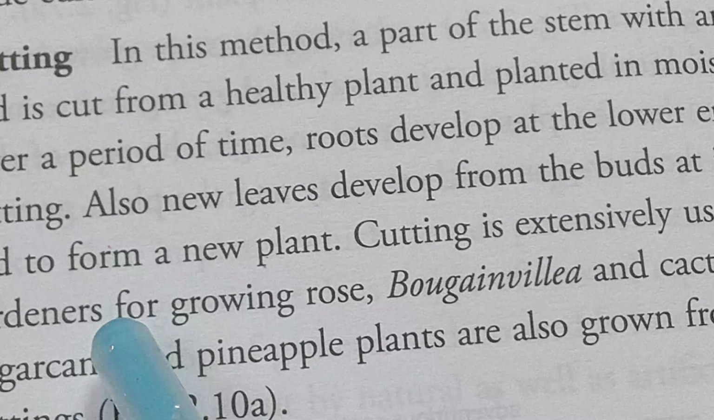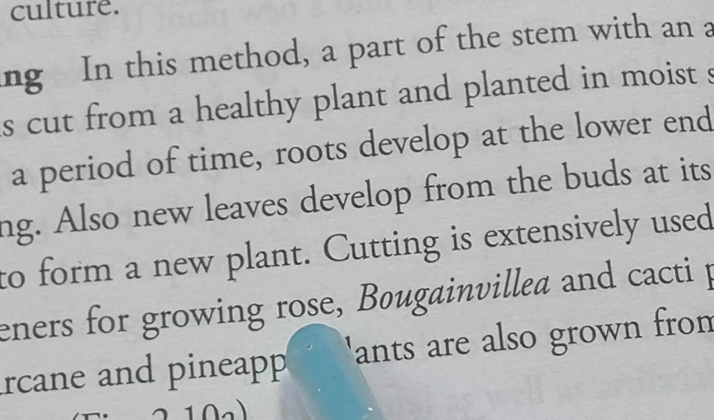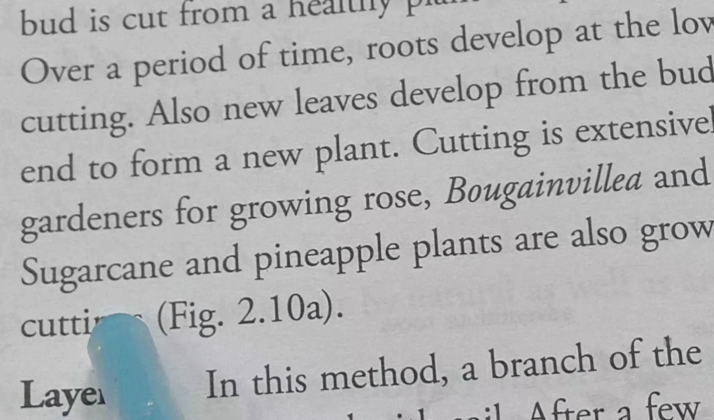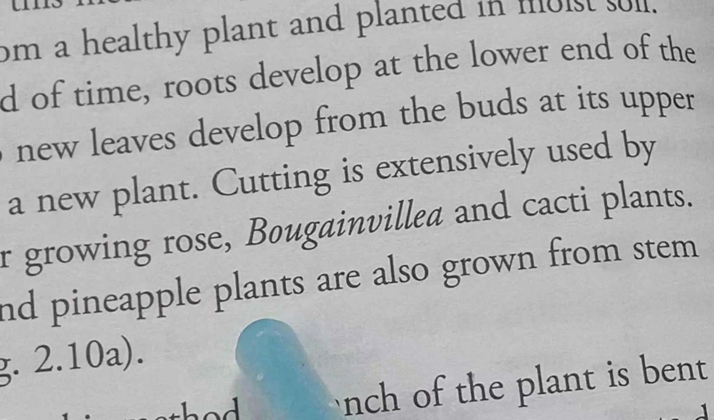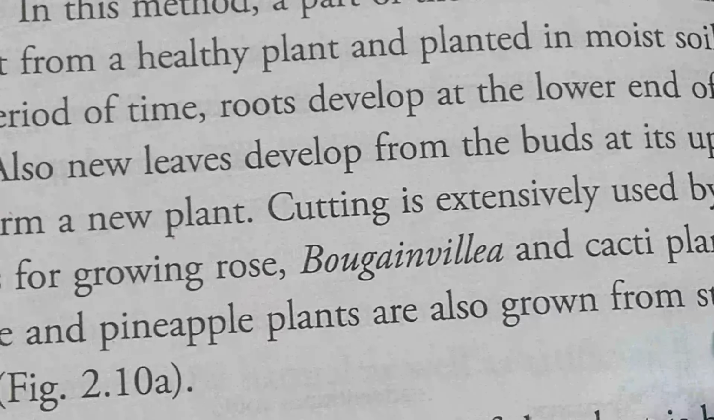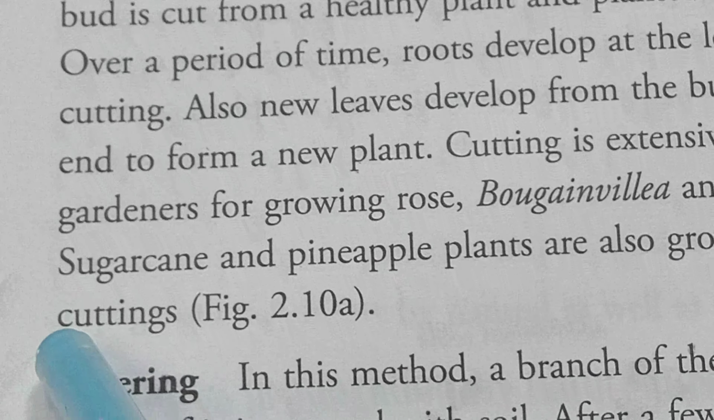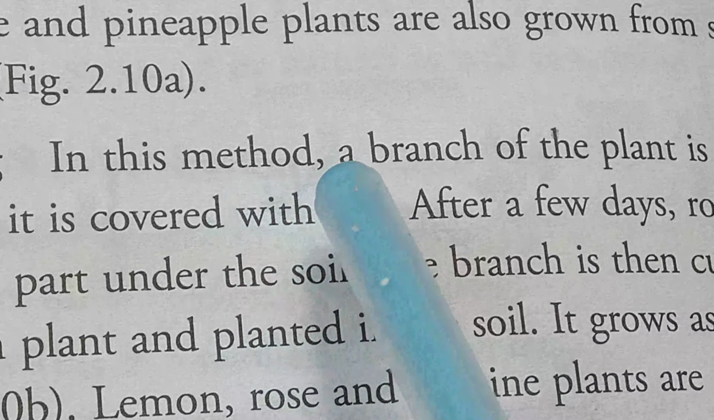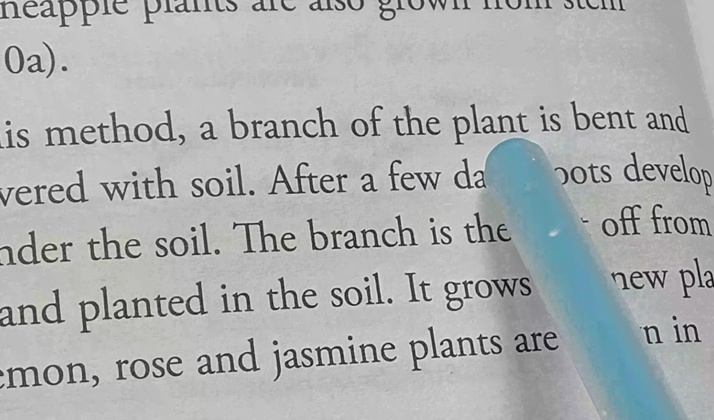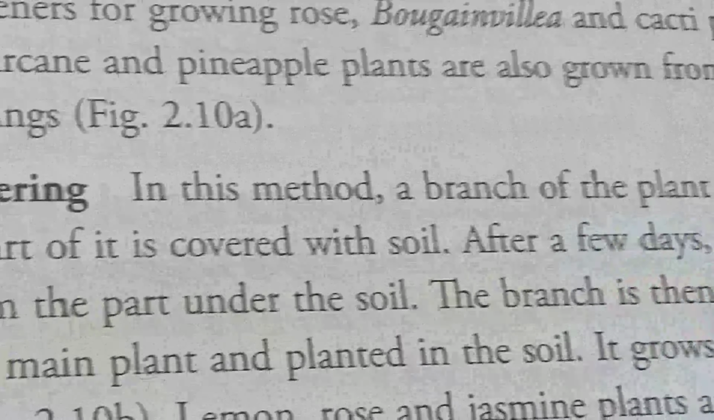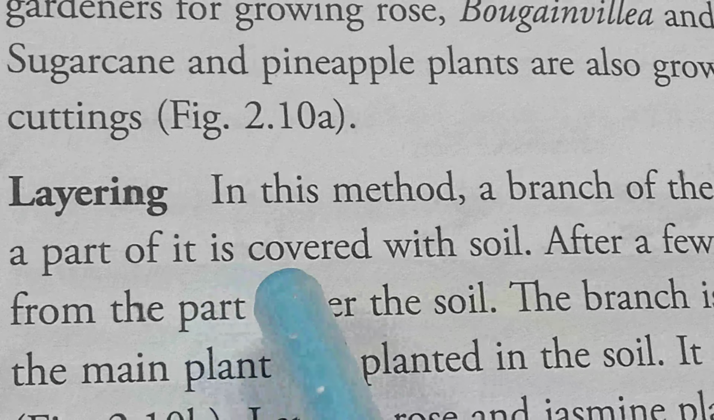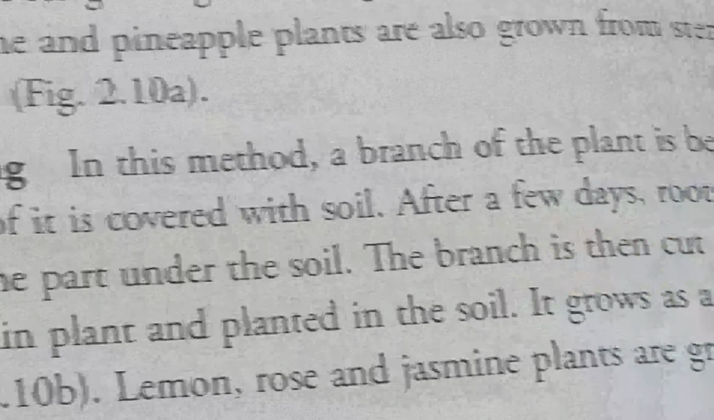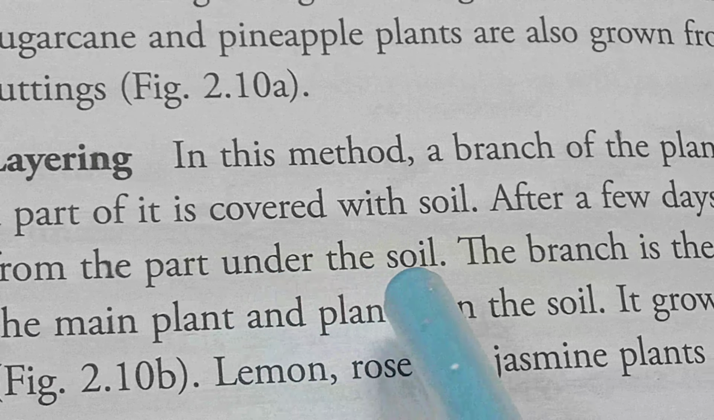So by this process, we can grow some plants like rose, bougainvillea, cacti plants, etc. Sugarcane and pineapple plants are also grown from stem cuttings. Next, layering. In this method, a branch of plant is bent and a part of it is covered with soil. After few days, root develops from the part under the soil.